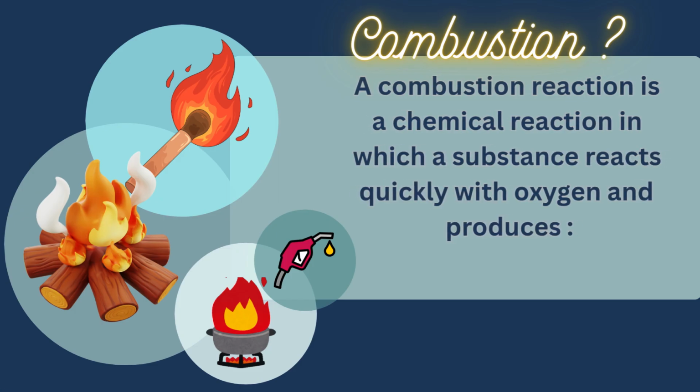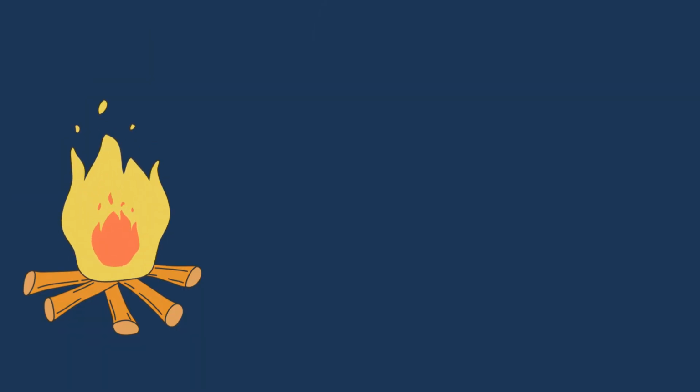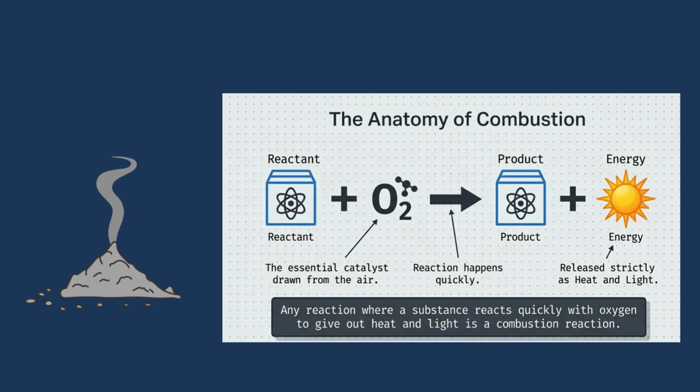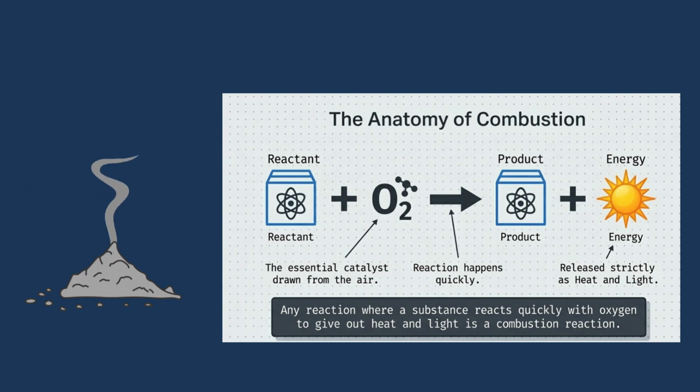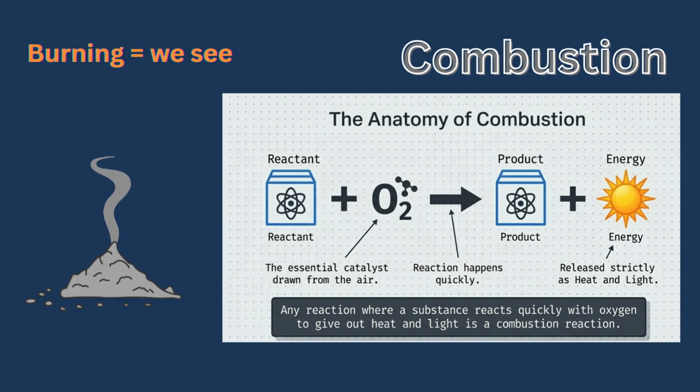So combustion is a chemical reaction where a substance, usually a fuel, rapidly reacts with oxygen, releasing heat and light. In simple terms, burning is just a kind of combustion. When something burns like wood or gas, it combines with oxygen and produces flame, heat and new substances like ash or gas. So in short, burning is what we see and combustion is the scientific name for that reaction.